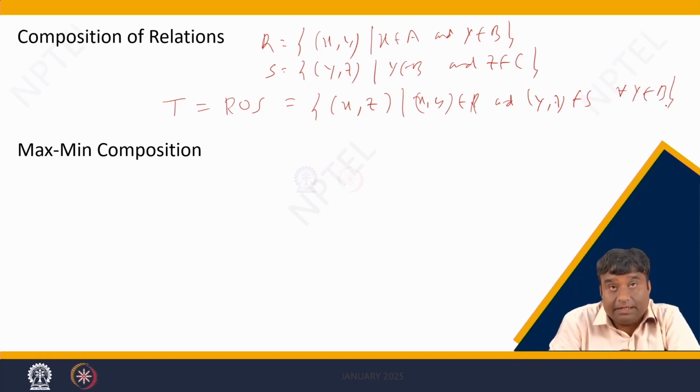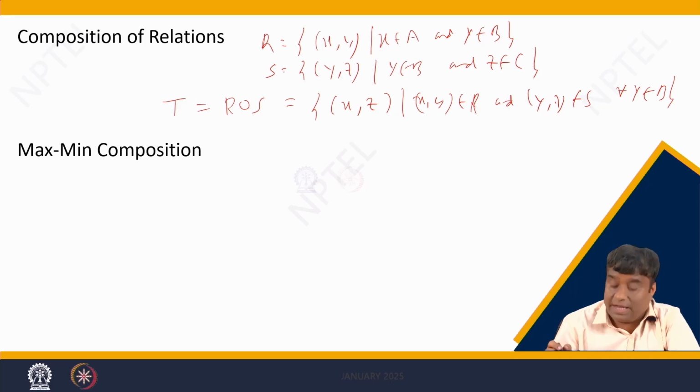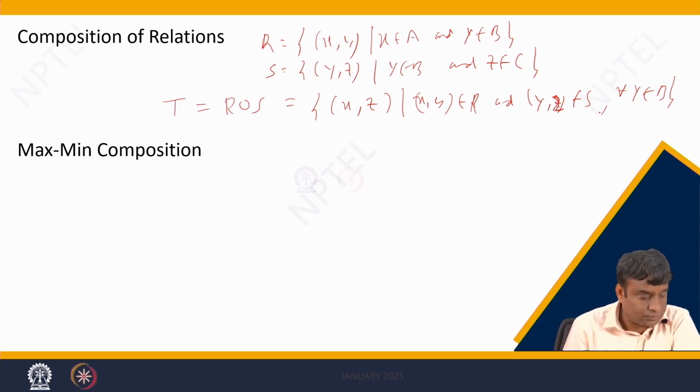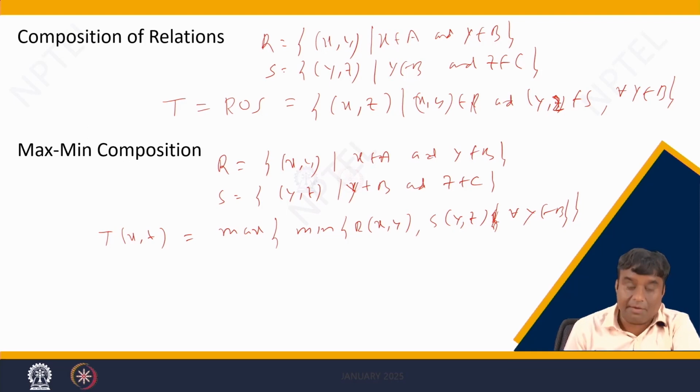So T, the composition, we can say the relation T equal to R compose S, can be written as x z where x y belongs to R and y z belongs to S for all y belongs to B. So let's try to understand max min composition. Again we write the same: find the minimum element of x y and y z for all y, then ultimately find the maximum.